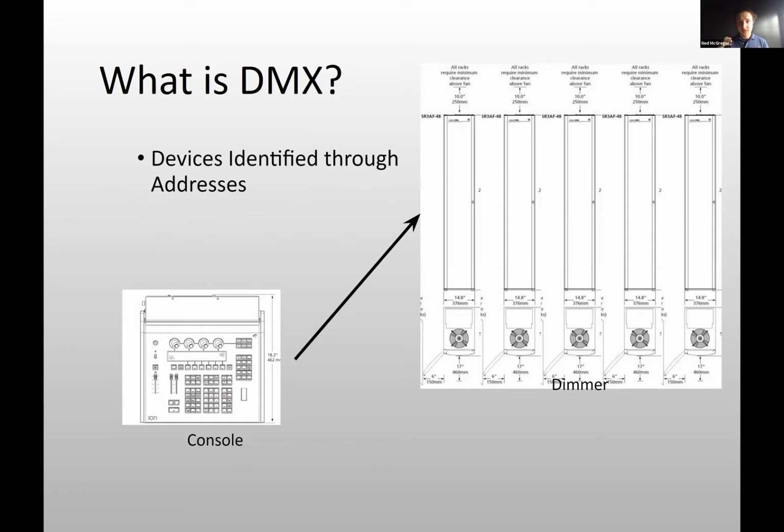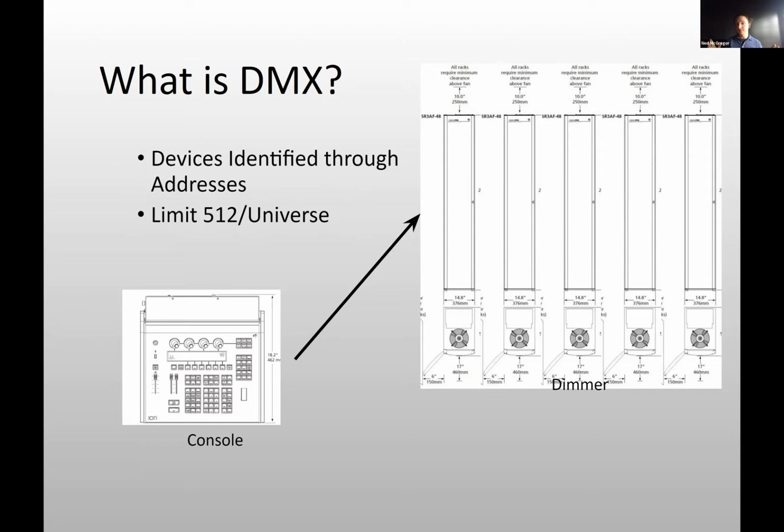And this is where we start getting into some of the language of DMX. So these devices, these dimmers, are identified through addresses. You are limited to 512 addresses per universe. The universe is a very irritating concept for me in DMX because I get asked, well, what's a universe? A universe is 512 addresses. It's just tautological. It's the limit that one run of DMX can send, and it's 512 addresses.